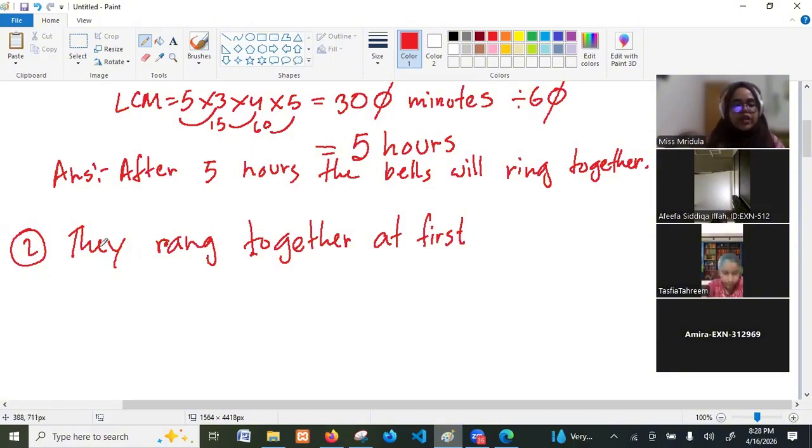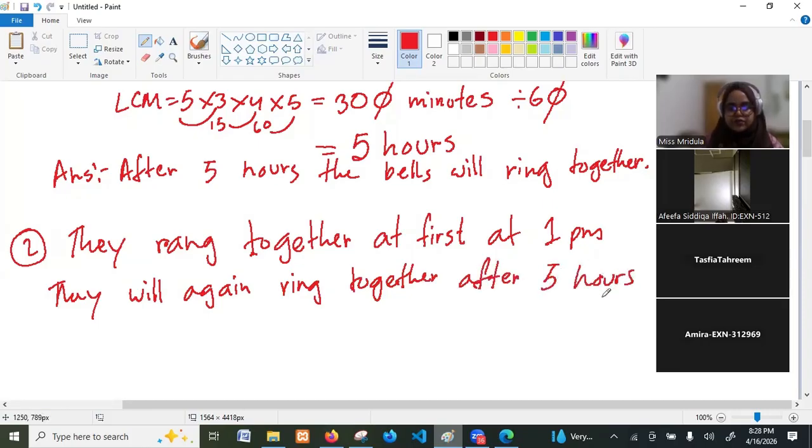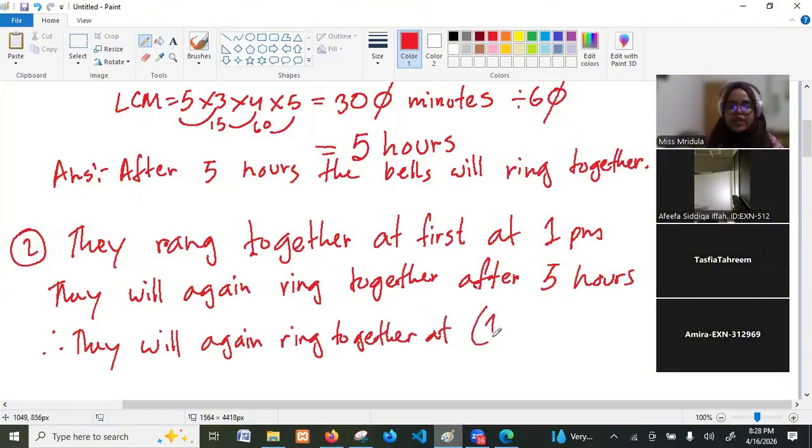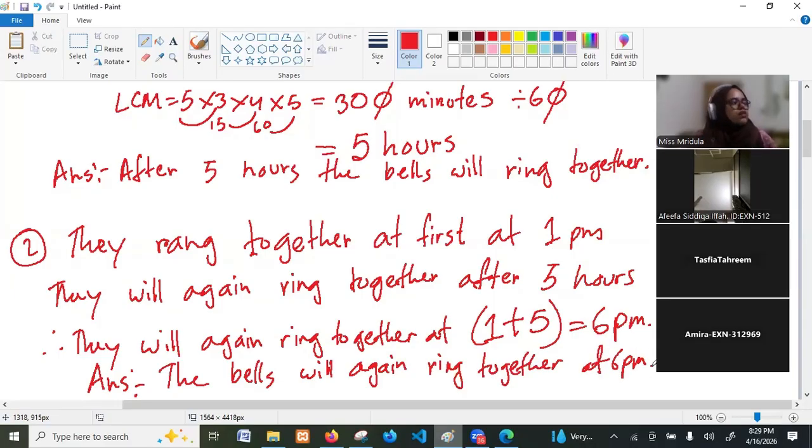Okay. So they rang together at first at 1 p.m. And we also know that they will again ring together after 5 hours. Right? So we can write they will again ring at, it was 1 p.m. and it will be ringing after 5 hours. So that is 6 p.m. That's it. So the bells will again ring together at 6 p.m.